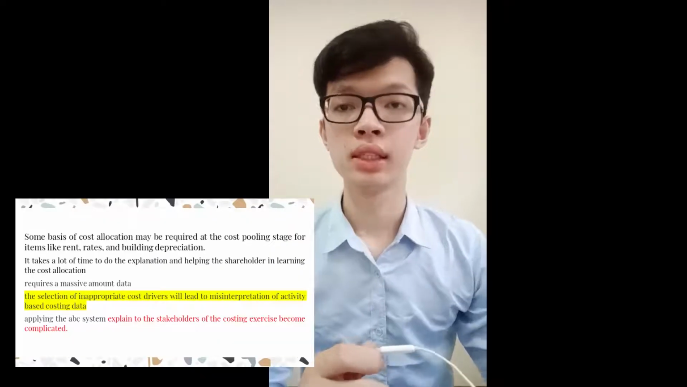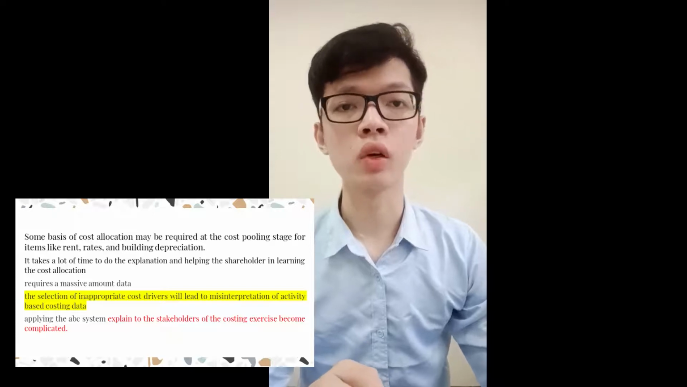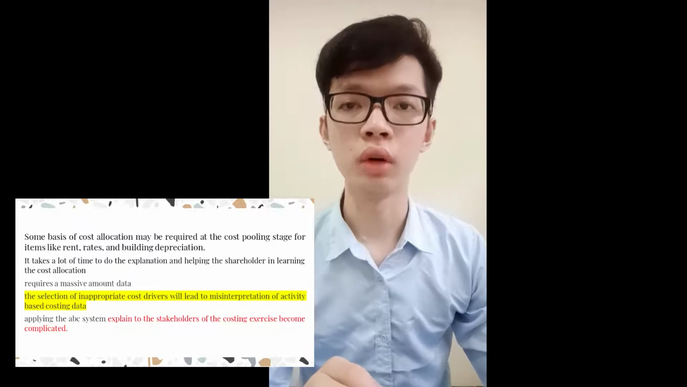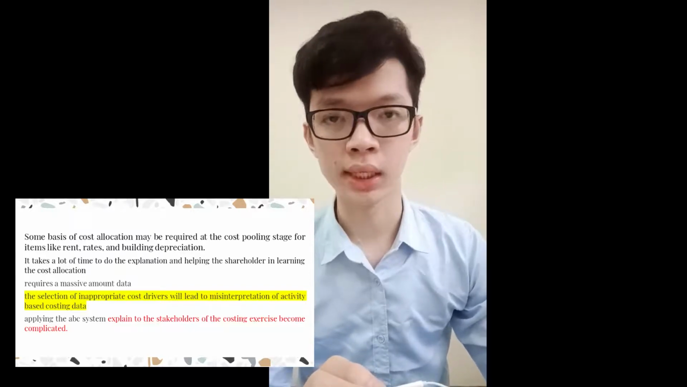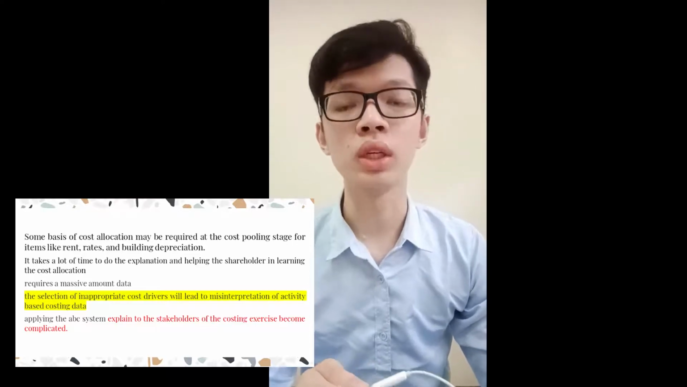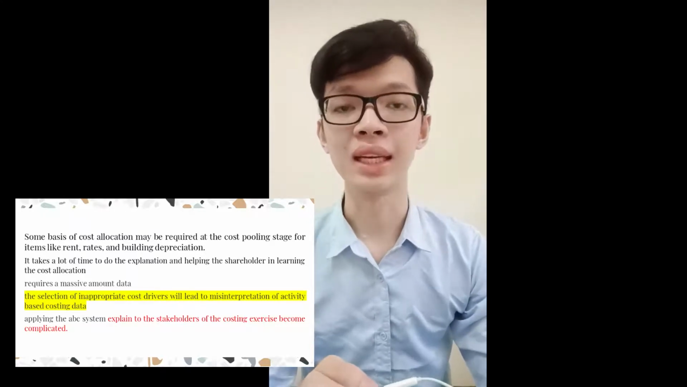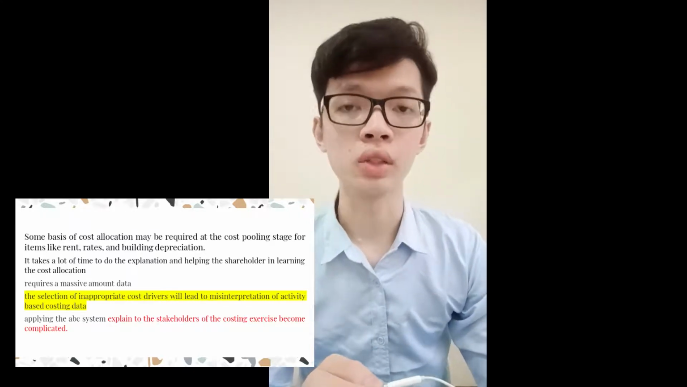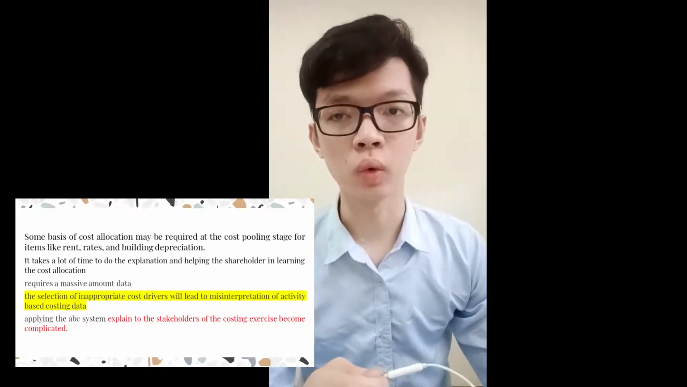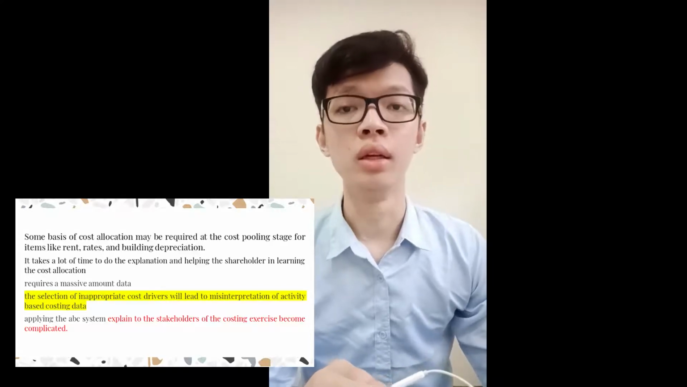Next, some basics of the cost allocation may be required at the cost pooling stage for items like the rent, rest, and the building depreciation. It takes a lot of time in the process to do the explanation and help the shareholder or the stakeholder in learning the cost allocation.